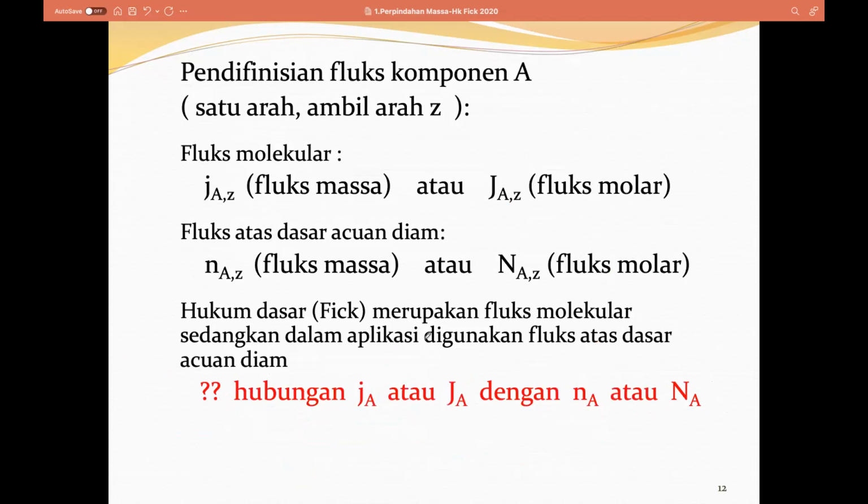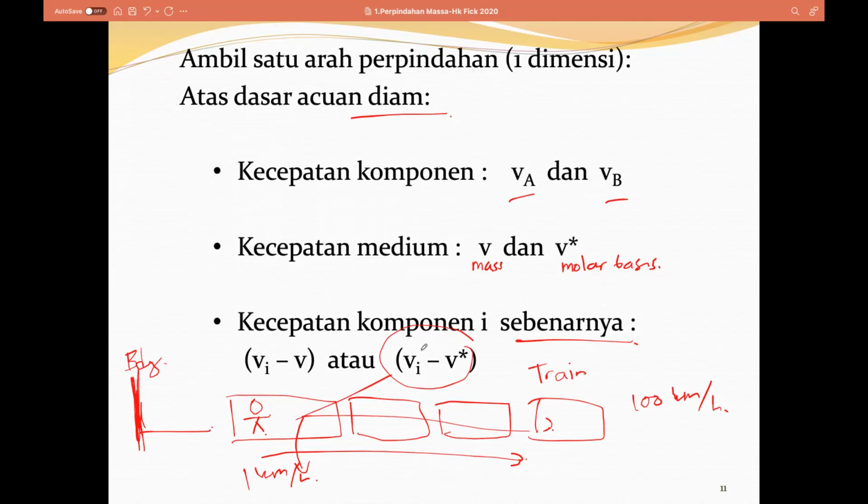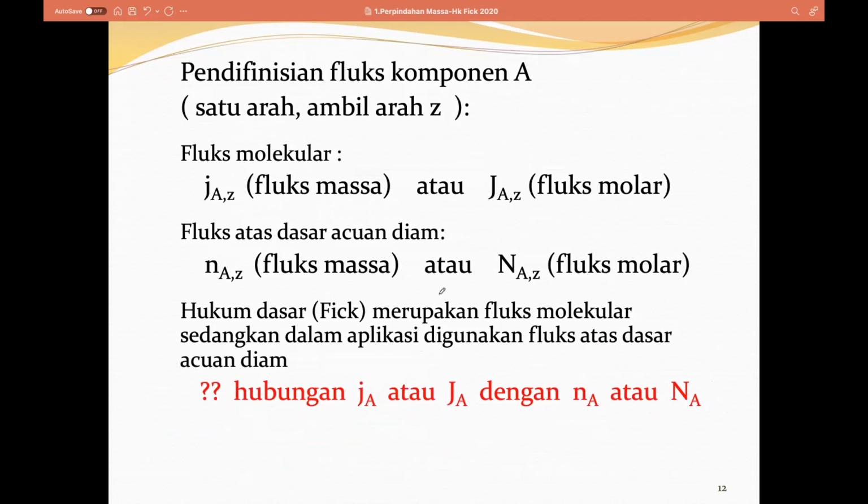So what does this mean? Maybe wait a minute, I'll explain once more. Here we call it molecular flux, which is the substance itself, both of them stationary, diam. And the flux based on the stationary reference, diam, we call it NAZ. N small is mass flux, the small alphabet. The capital one is for the molar flux. We often use the molar flux. So here Fick's law is actually the molecular flux.